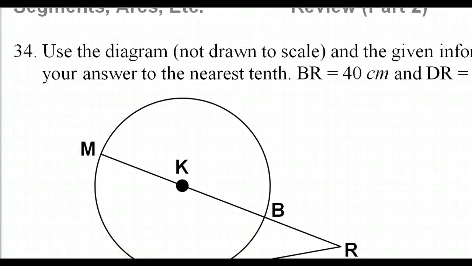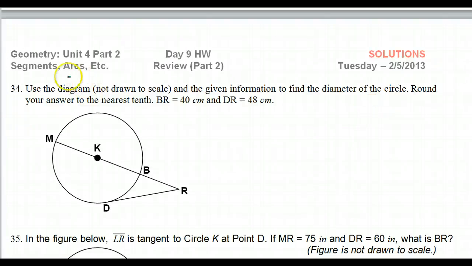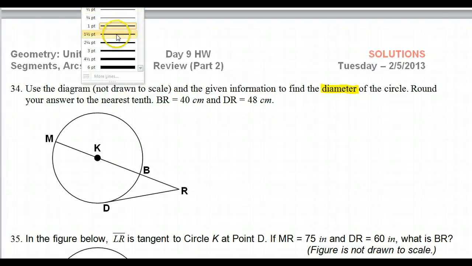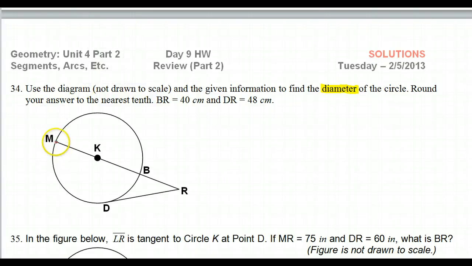All right, this is too big. Better zoom out. All right, number 34. Use the diagram given information to find the diameter. Okay, so this is our target. We're trying to find the diameter. The diameter is this guy right here. Okay, that is the diameter. So that is what we're trying to find.